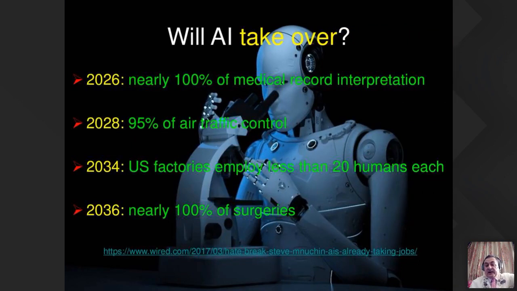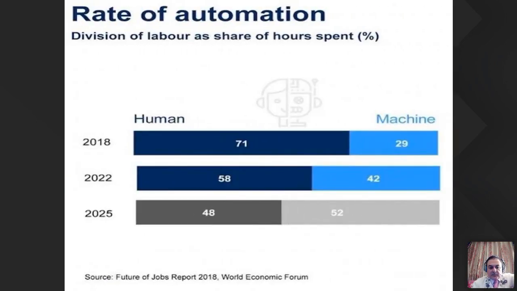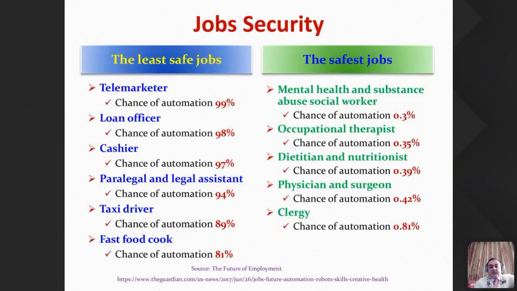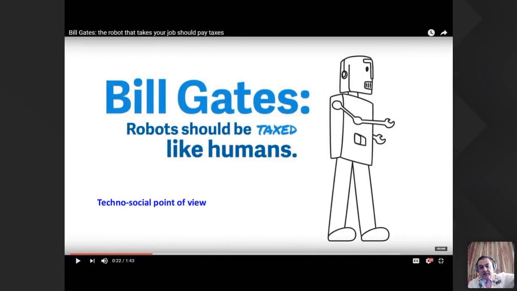Will AI take over? That's what they say. Maybe in 2026, nearly 100% of medical records will be interpreted by artificial intelligence. No need to have it documented. Here, I would say job security. The least safe jobs are telemarketing. But look at the safest jobs on the other side. You will see mental health, occupational therapy, all of these related to healthcare. So healthcare will be impacted, and the services will be enhanced, but not the workforce. Bill Gates said robots should be taxed like a human in the future.